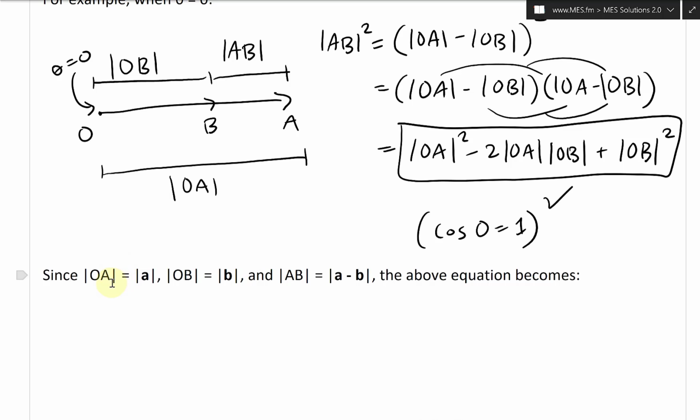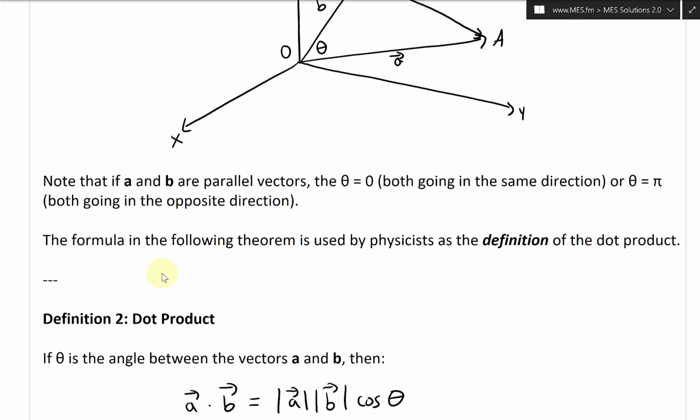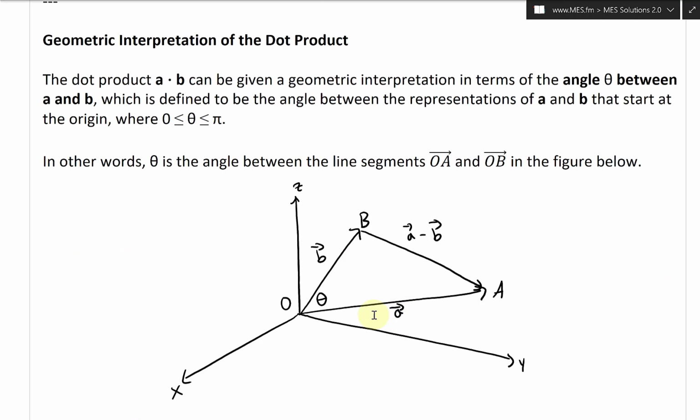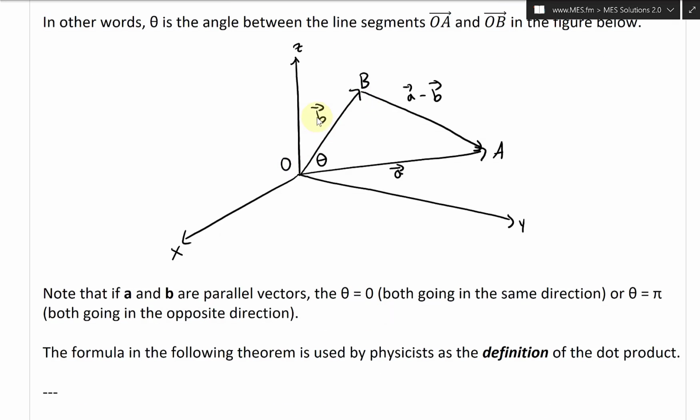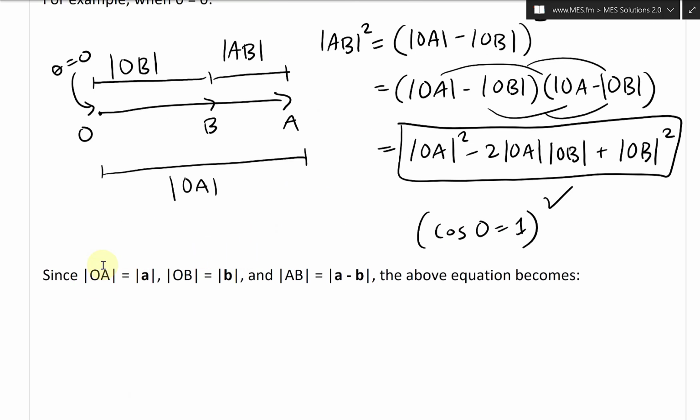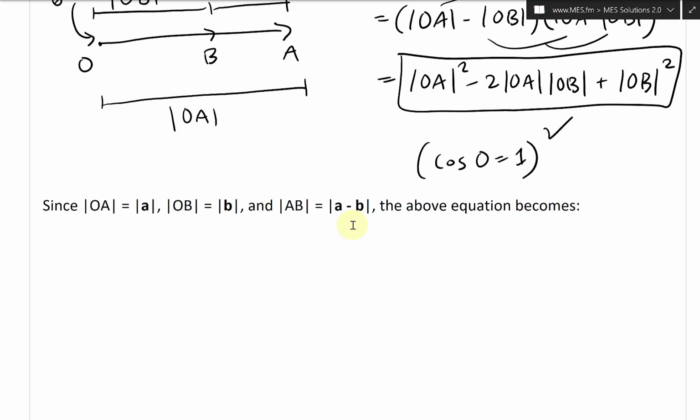So since OA equals the length of this A vector, and OB is just this B vector, we're going to write this all in vector form. And then AB here is just going to be A minus B, like that. Or the length of the A minus B. So here, OA, the absolute value, the line segment is equal to the length of the A vector. OB is the length of the B vector, and then AB is the length of the A minus B vector.